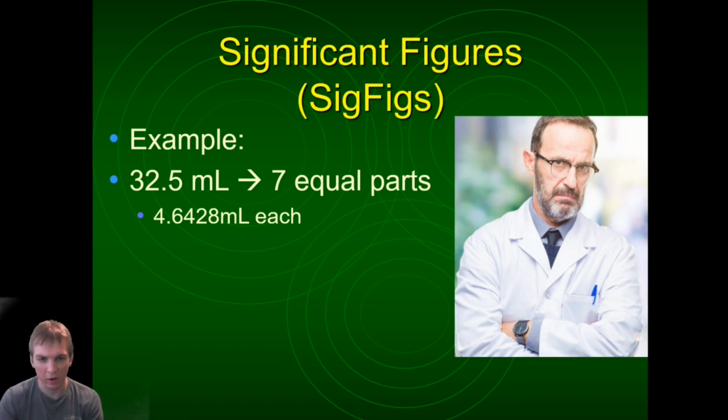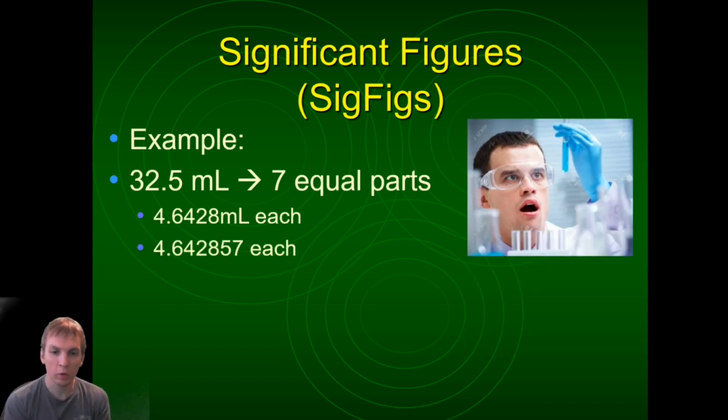How could that be wrong? So you go and find an actual scientific calculator, okay? And when you do the math, it'll show you more numbers. So you do 32.5 divided by 7, and you get a few more numbers. So each one's now going to be 4.642857 each. All right, so a few more numbers. And so you think, okay, this is for sure, more numbers means more precision, more accuracy. I can go give that to my boss now.